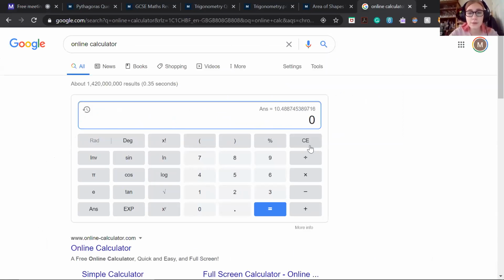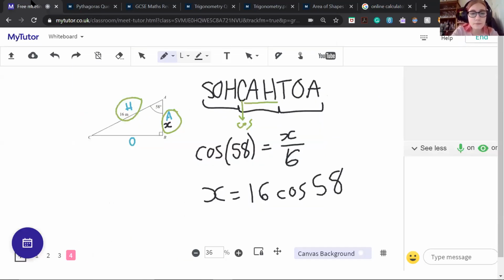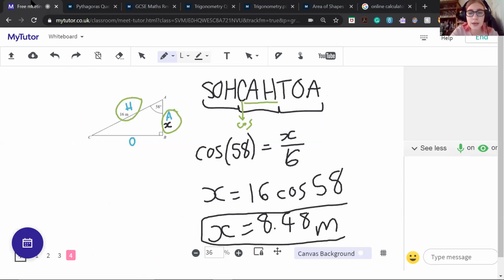So let's see what that is. 16 cos 58 is 8.478, or 8.48 if we're doing it to 2 decimal places. x is 8.48 meters. And again, that seems to be around the same size as the other length, so that makes sense for us. Yeah, that does say 16. Sorry, someone asked if this said 16. Yes, I just drew it very, very badly.